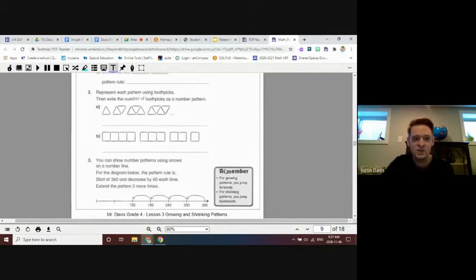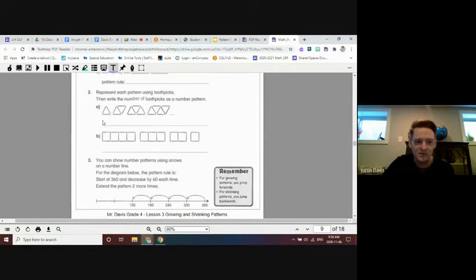Then you are going to be checking out number 2. It says represent each pattern using toothpicks. So you can, I don't know if you can see super well, but these are triangles and each triangle is made up of 3 toothpicks. So it says then write the number of toothpicks as a pattern. So let's see. So it wants me to write the number of toothpicks as a pattern.